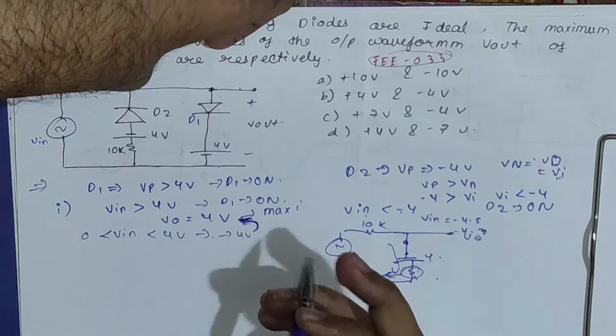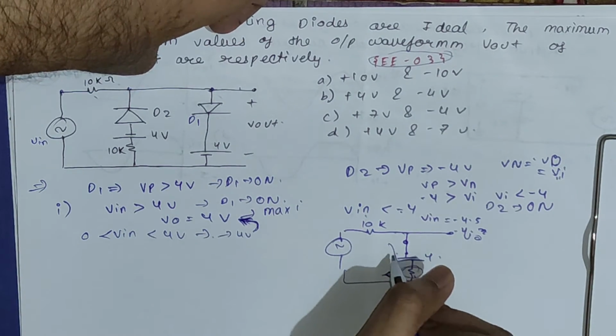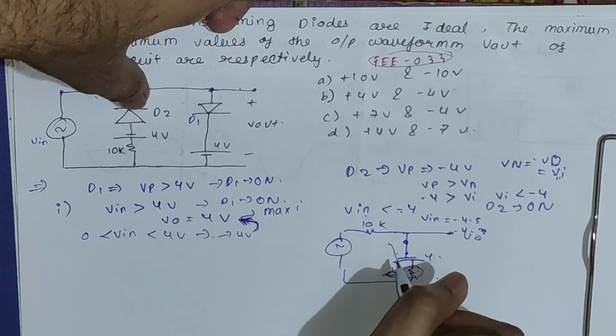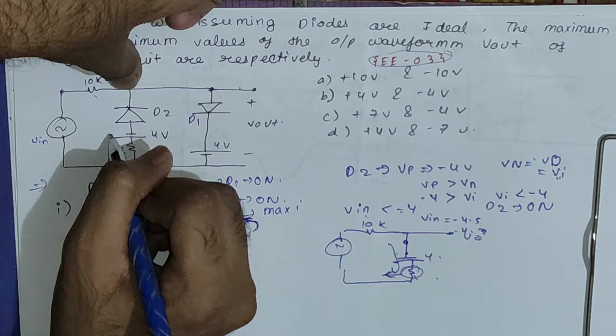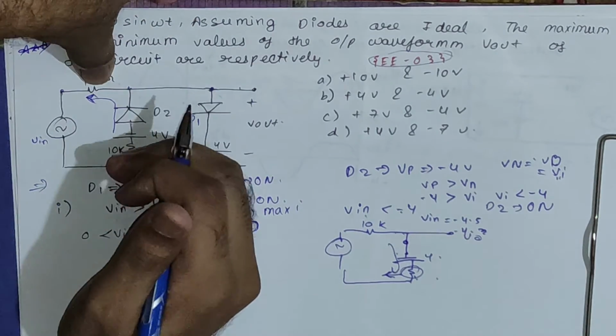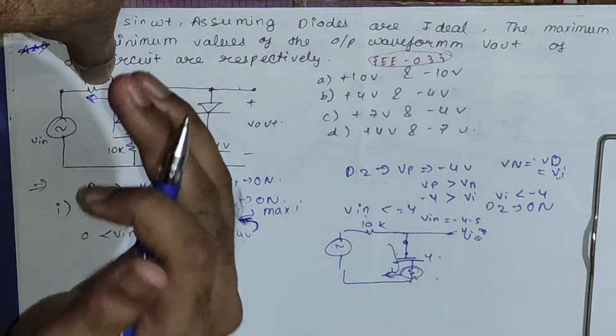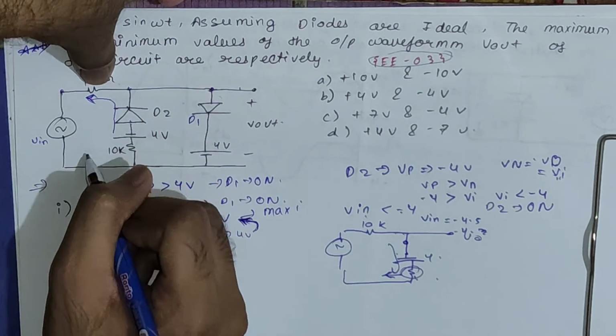Okay, so let's find out the input current first. Now take care of this, that current will always be from anode to cathode. You can see the anode is here, the cathode is here, so the current will flow from here. As you know, the diode is a unidirectional device which allows the current to flow from anode to cathode only. So we will say the current will flow like this.